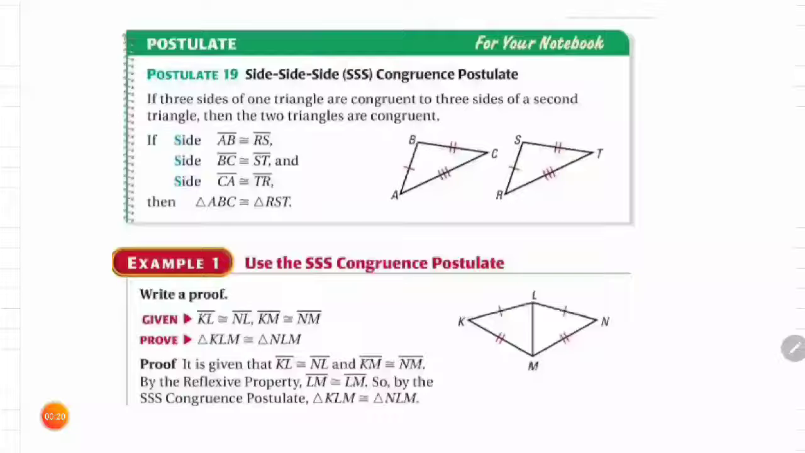In today's lesson, we're going to show you one shortcut that we can use, and it's called the SSS, or side-side-side congruence postulate. What it says is, if 3 sides of one triangle are congruent to 3 sides of a second triangle, then the 2 triangles are congruent. So they have AB congruent to SR, BC congruent to ST, and then AC congruent to RT. That means the 2 triangles are congruent. And after you can say that the 2 triangles are congruent, you can say the corresponding angles are congruent.